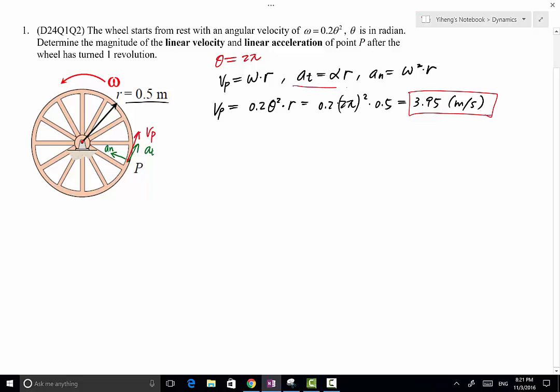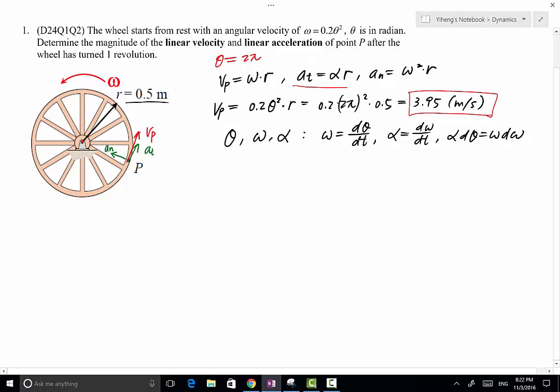But if we want to calculate the tangential acceleration, at this point we do not know what alpha is. However, we know that angular displacement theta, angular velocity omega, and angular acceleration alpha also satisfy the three basic kinematic equations. In other words, omega equals d theta dt, alpha equals d omega dt, and the last one, alpha d theta equals omega d omega. In this case, because we do not have any time, we know theta, omega, and alpha. Therefore, out of the three kinematic equations, we pick the last one: alpha d theta equals omega d omega.